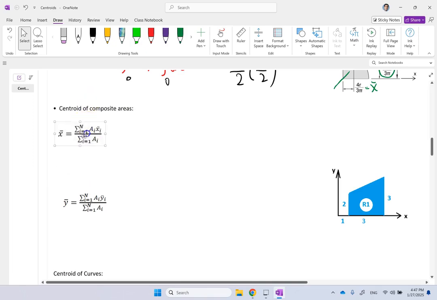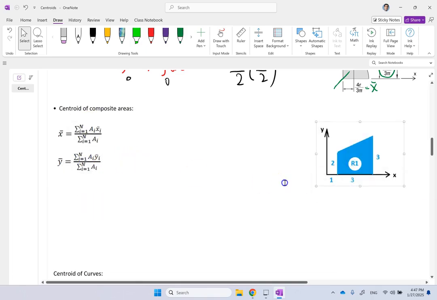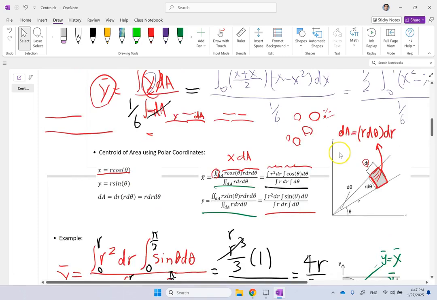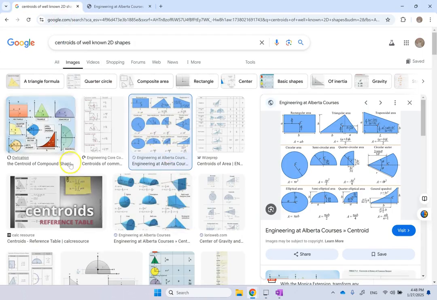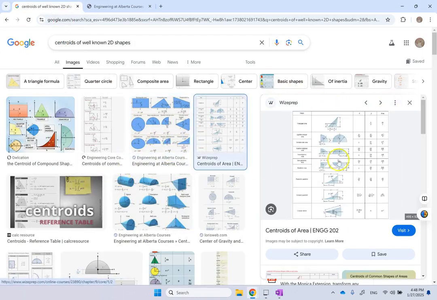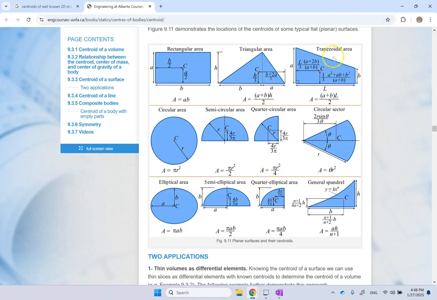If you look at the end of your statics book or dynamics or any other book, there are always these tables of different shapes. They have well-known shapes like square, rectangle, triangle, circle, trapezoid, and so on, and they show you the centroid location for well-known shapes. Here, I just did a simple Google search and you can see they're all over the place, okay? And this 4r over 3 pi is what we just derived. But you can see it for all sorts of different shapes.